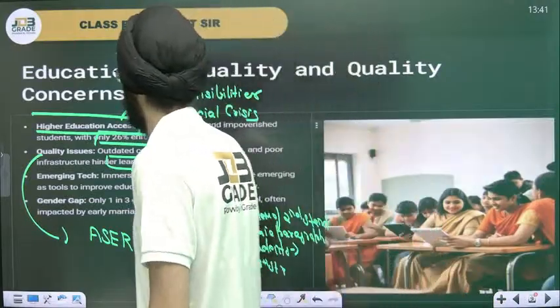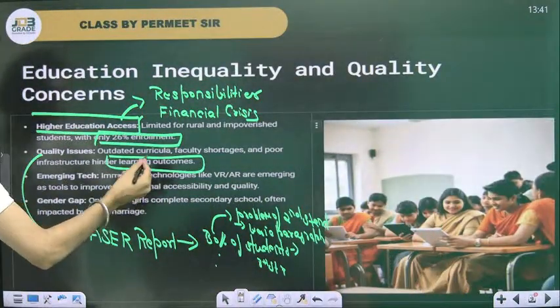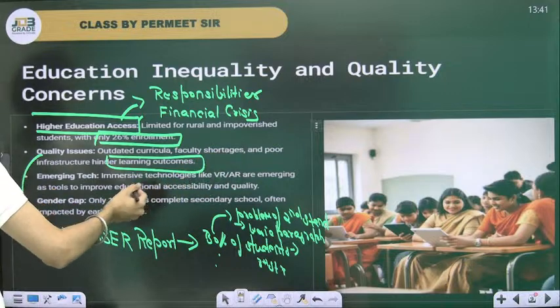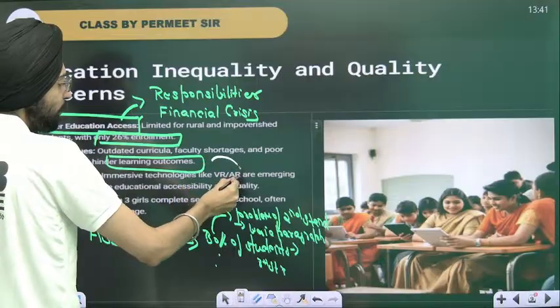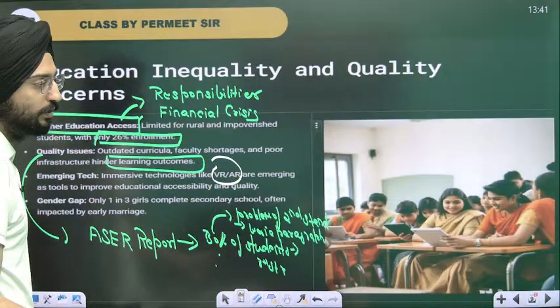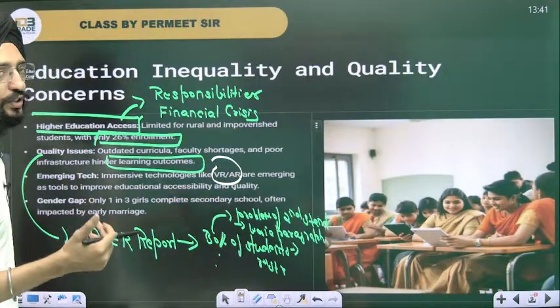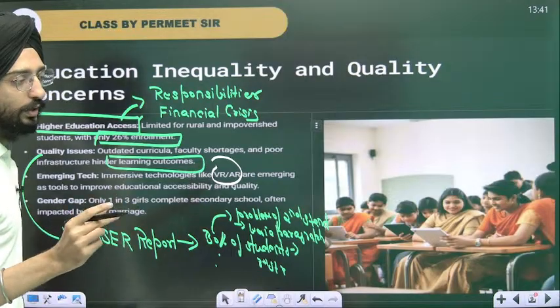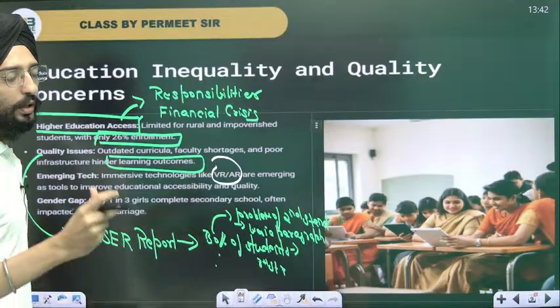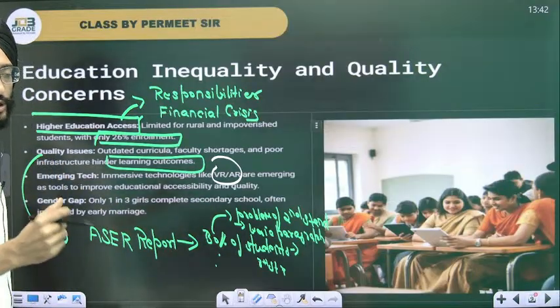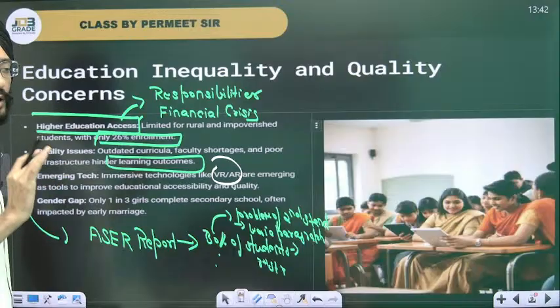Coming back to emerging tech, immersive technologies like VR and AR are emerging as tools to improve educational accessibility and quality. Now there have been a lot of edtechs improving quality, but is it efficient? No, I don't think so. Because you still require classroom learning, you require proper interaction with your teacher. Education is interactive. It's not just one-way communication like I'm doing right now at this moment.